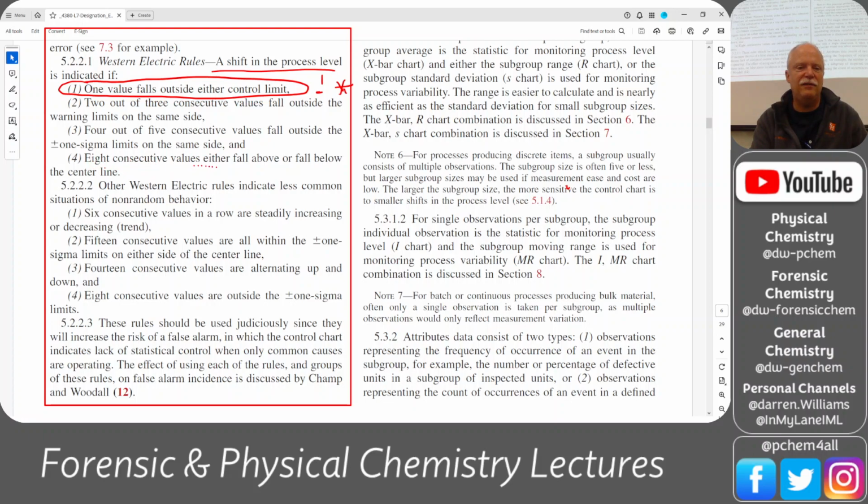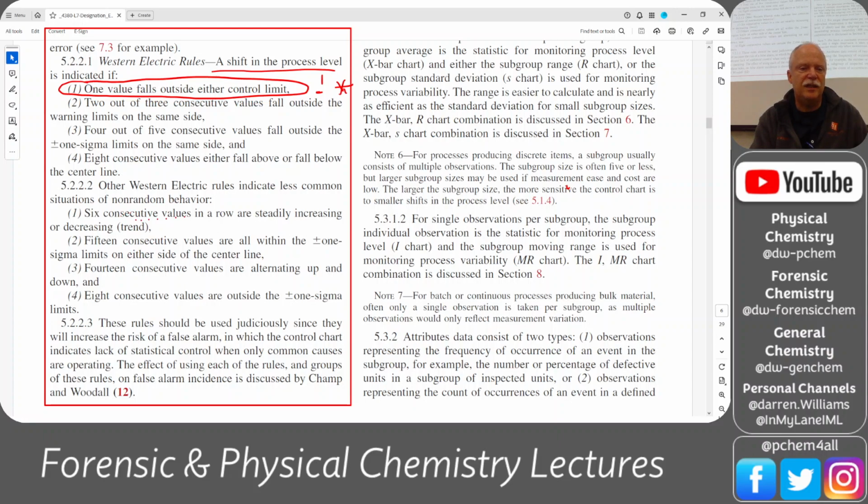8 consecutive values on either side of the center line. So if you're above the mean 8 times, it's 0.5 to the 8th power. Not in control. That shouldn't happen. You shouldn't have 8 points on one side or the other because randomly it should be on either side. It's a 50-50 chance of being high or low. You might have 3 or 4, but 8, that's probably not random. Okay.